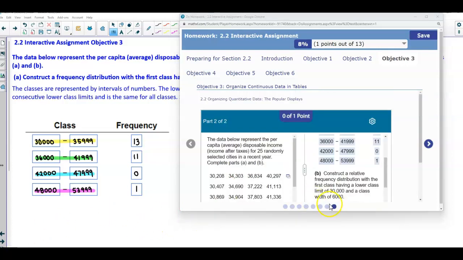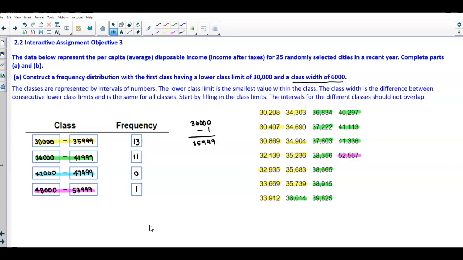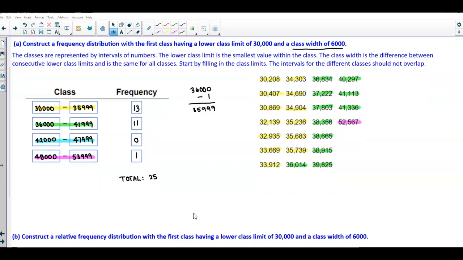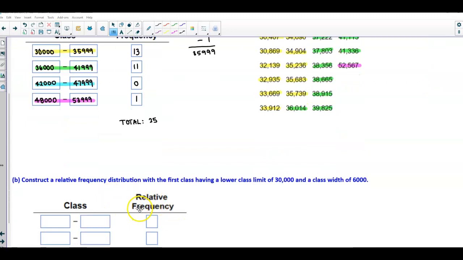Now we want to construct a relative frequency distribution with the first class having a lower class limit of 30,000 and a class width of 6,000. First we want to make sure that we have 25. 13 plus 11 plus 1 is going to give us a total of 25, which it already gives us in the problem. Now we want to create this relative frequency distribution.